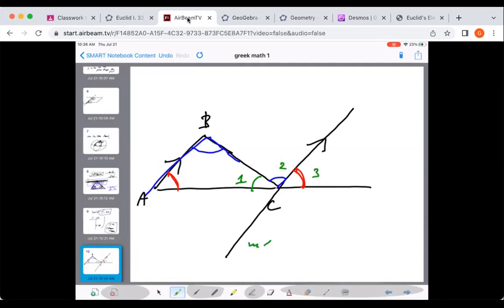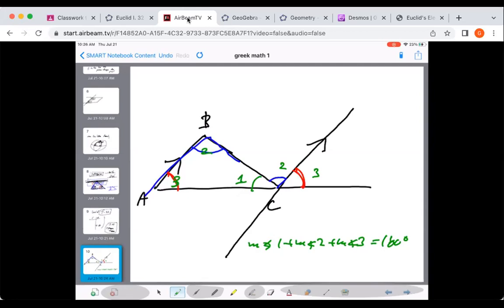Measure of angle 1 plus measure of angle 2 plus measure of angle 3 equals 180 degrees. But angle 2 is also here, and angle 3 is also there. So the sum of the angles in the triangle adds up to 180 degrees. So Euclid's way is similar to Pythagoras' way, except Euclid's auxiliary line is parallel.